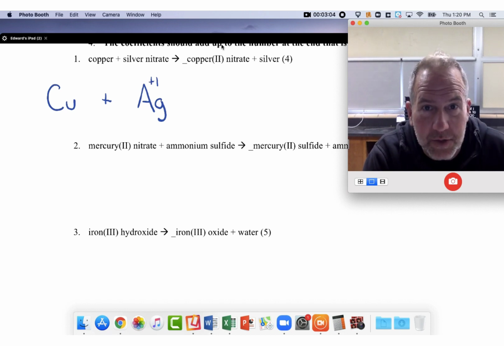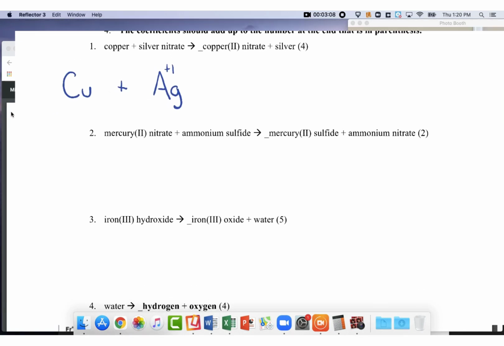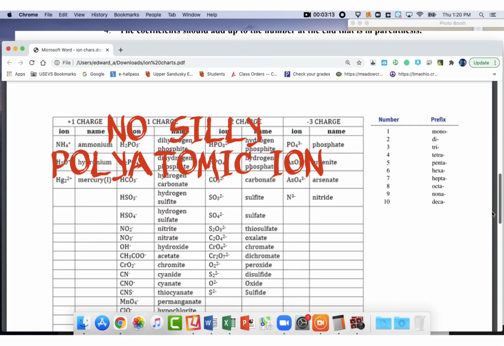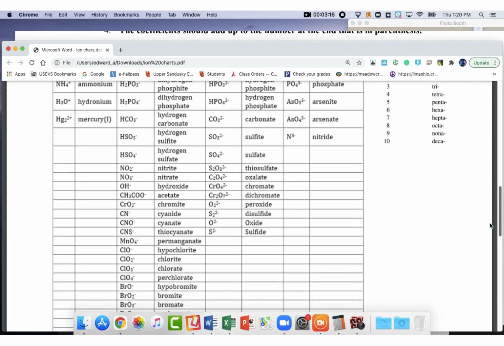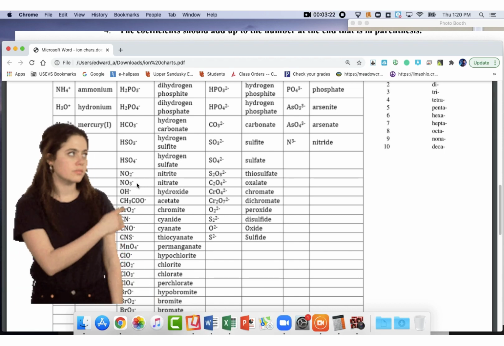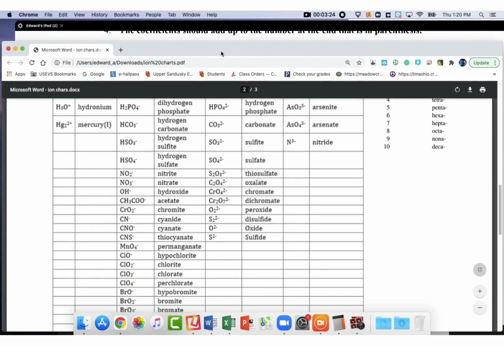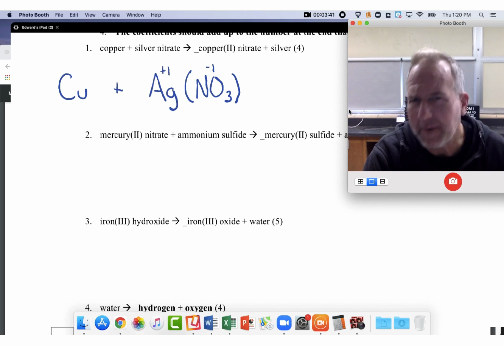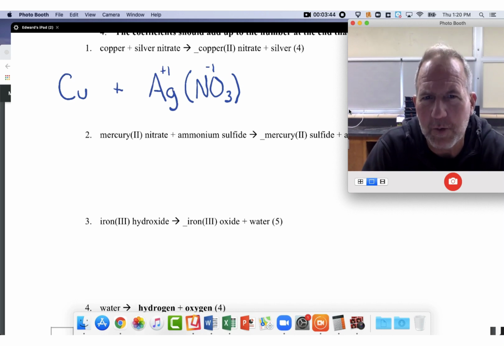Nitrate. What's nitrate? Well, get your chart. And nitrate, of course, is a polyatomic ion. Go to the polyatomic ion chart, and you try to find nitrate. It is right here. NO3 -1. And put that in parentheses, for goodness sake, so we all know what it is. Right? Those parentheses help us in a number of ways. They make it easier to write, and plus it tells us that it's a polyatomic ion, and we like that. We like to be told what's going on.